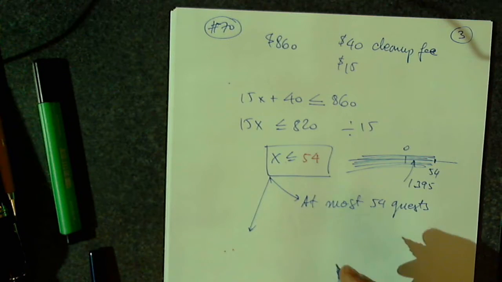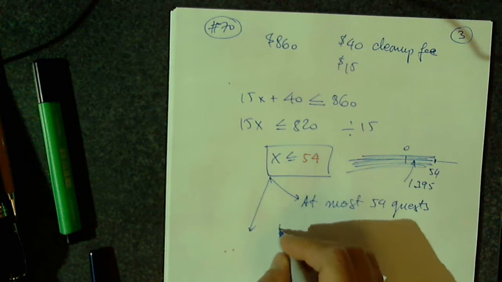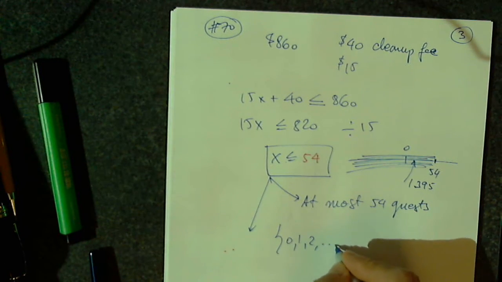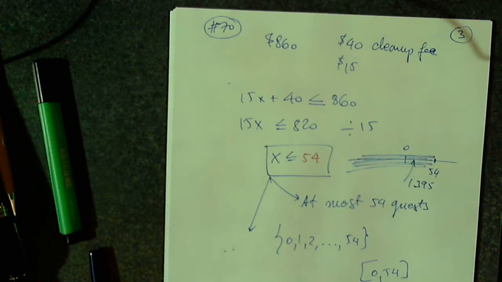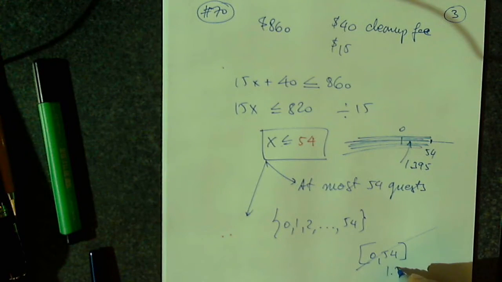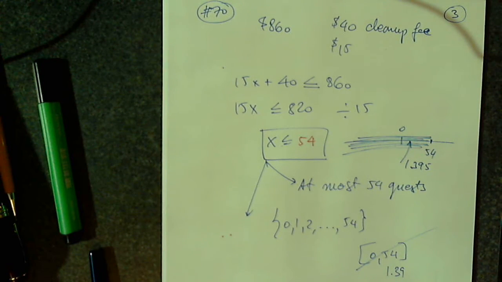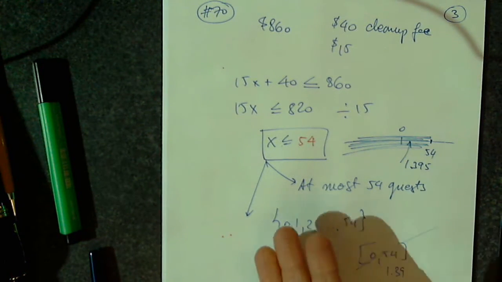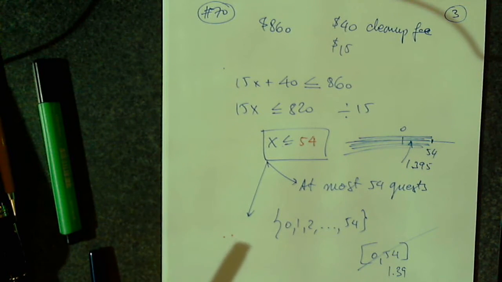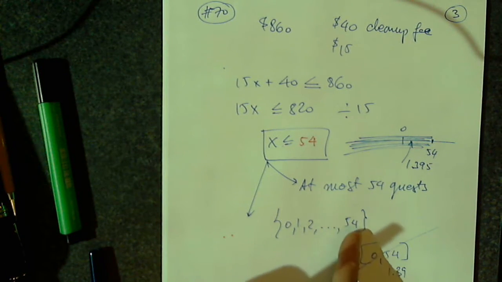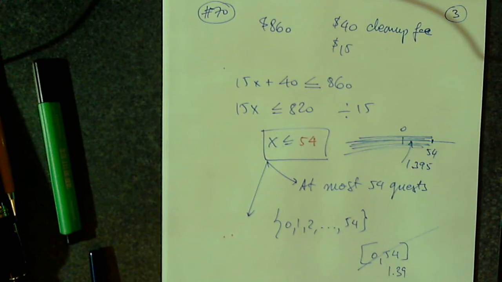Or you can present it mathematically in the following way: 0, 1, 2, up to 54, which means the same thing. But I cannot use interval notation. 0, 54 in interval notation will be incorrect because it includes also 1.39. So whichever method you prefer, I'm fine. This is the roster notation. It can be 0 if nobody wants to show up. That's fine. But they cannot exceed 54 because we will exceed the budget.